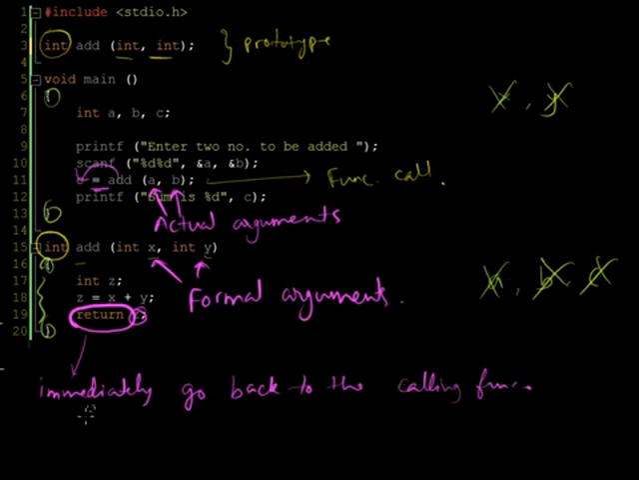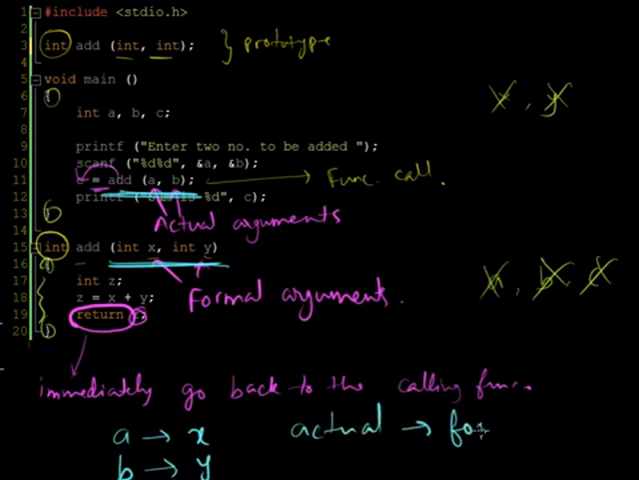And the most important thing here is that when the function call add a comma b is made, the control goes to the function, and in the function you have to collect those actual arguments in formal arguments. So a gets copied into x and b gets copied into y. So actual gets copied into formal. That's it, you must remember it for now.